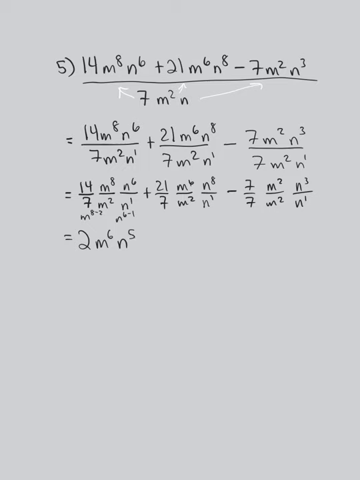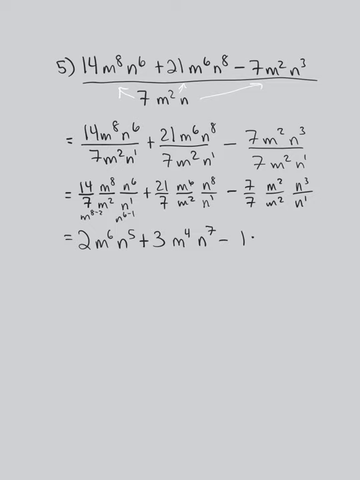Okay, go to the next term. 21 divided by 7, that's an even division, it's 3. Okay, and then here we have m to the 6 minus 2, so that's going to be m to the 4th. And then n to the 8 minus 1, so that's going to be n to the 7th. Okay, minus, we have 7 divided by 7, that's 1. Remember, everything here is being multiplied.